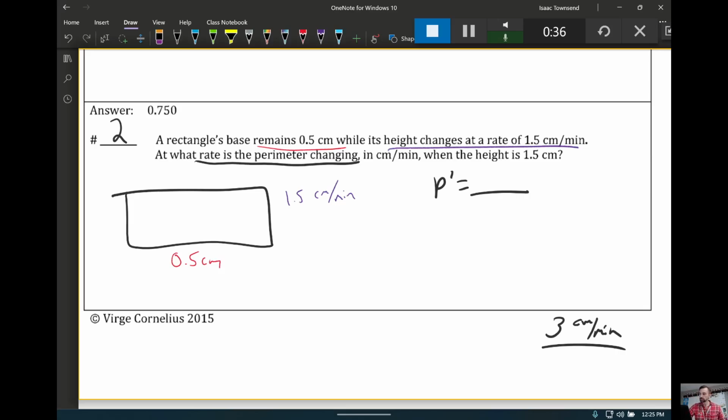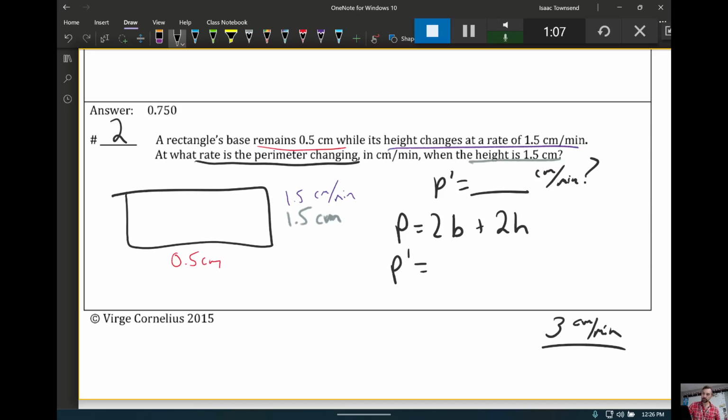In centimeters per minute when the height is 1.5 centimeters. So same rectangle from question one, but instead of talking about how the area is changing, we're talking about how the perimeter is changing. So perimeter of a rectangle, add up all the sides, you get two bases and you get two heights. And then if you take the derivative with respect to t, you get P prime is equal to 2b prime plus 2h prime.